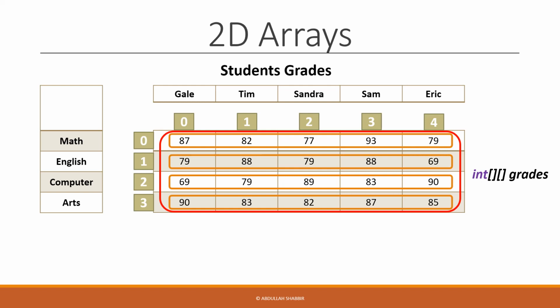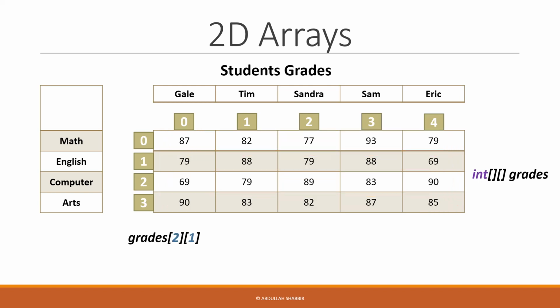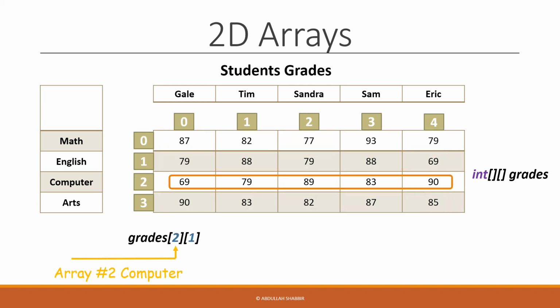Like if we wanted to know Tim's grade in computer, for example, we can type grades of 2 and 1. This 2 here is referring to the index of the array that we are interested in, which is computer in this case, and the 1 here is the second square brackets. It's referring to the index of the item inside that array. Grades of 2 and 1 would have 79 stored in it.